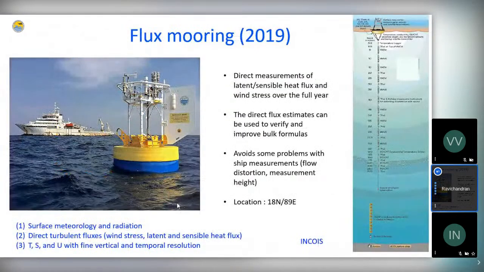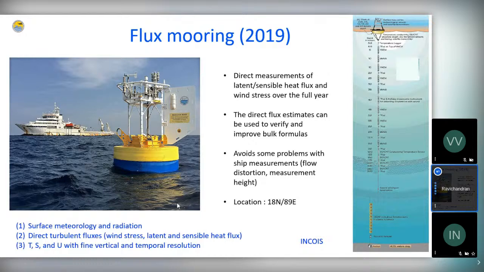And then later on, last year, of course, it is also under the Monsoon Mission. It was planned in 2015, but it was materialized in 2019. The flux mooring has been deployed in collaboration with Woods Hole. This is the first of its kind in the Indian Ocean for direct flux measurement, which directly measures the latent and sensible heat flux and wind stress over the ocean for a continuous year. This buoy is still in the water, and we will soon recover it.